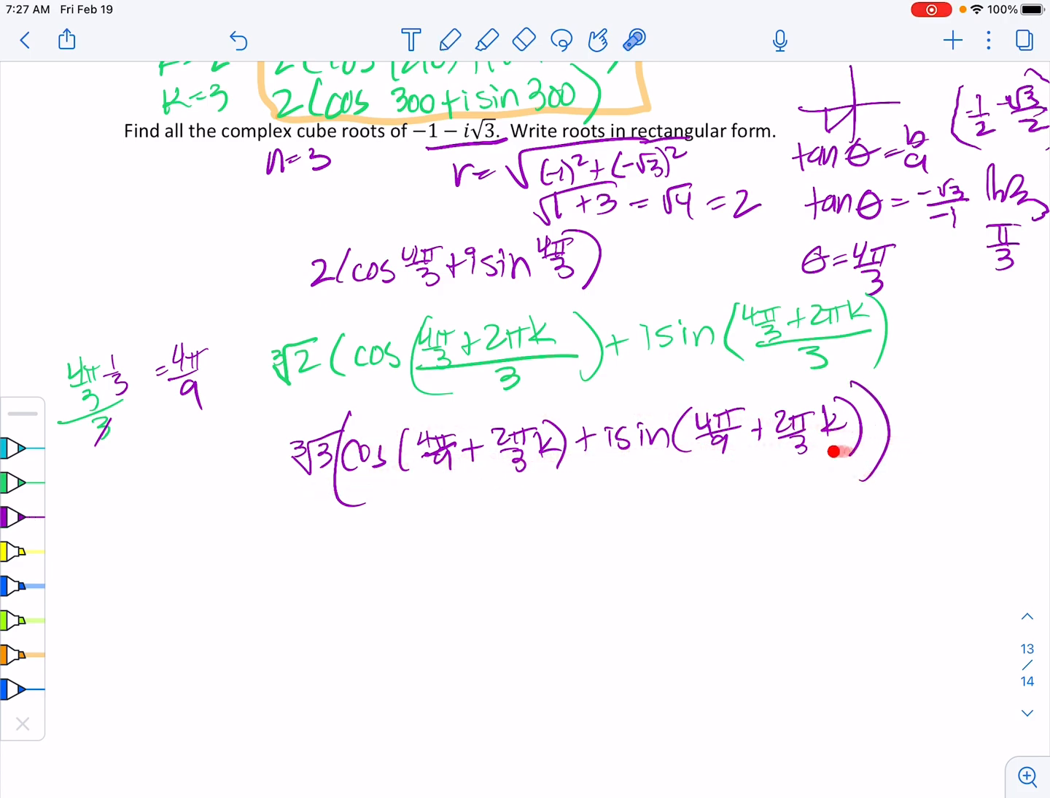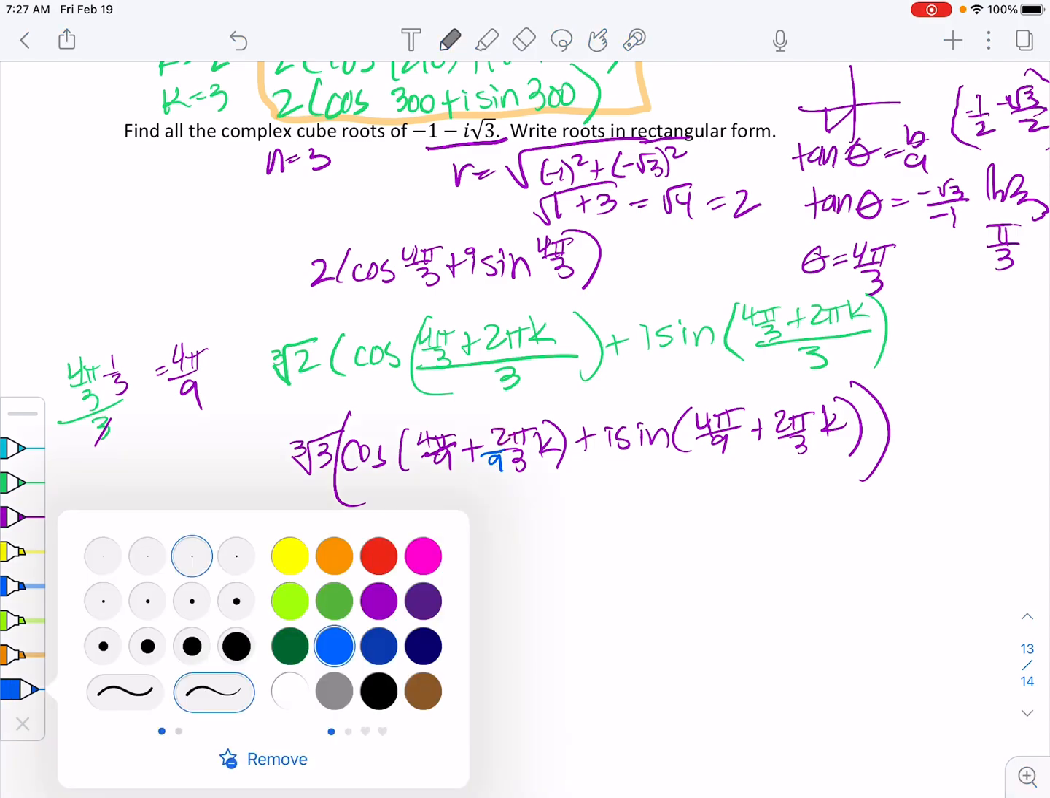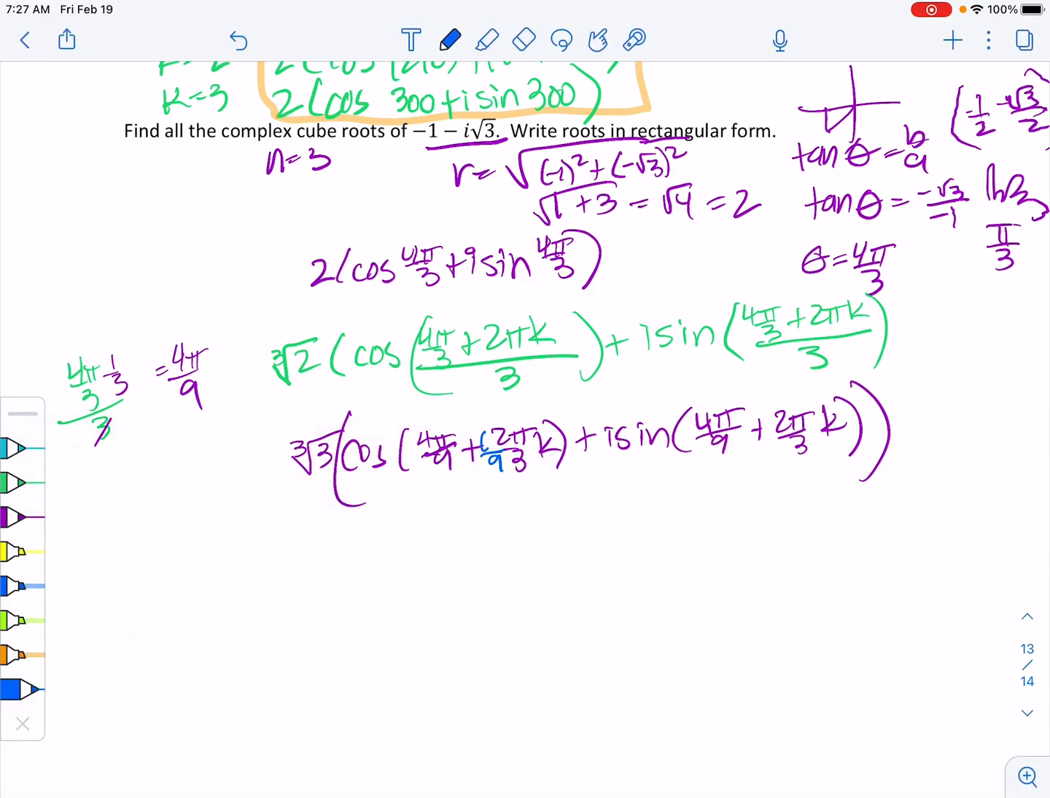This is what I would be plugging my k value into. So I'm going up by 2 pi thirds each time. Now, you may want to think in terms of getting this to a common denominator. So if we think of 2 pi thirds in terms of ninths, so that we would have a common denominator, to go from 3 to 9, we would have to multiply by 3. So that means I multiply this top by 3. So 3 times 2 gives us 6. So 2 pi thirds is the same thing as adding 6 pi ninths.